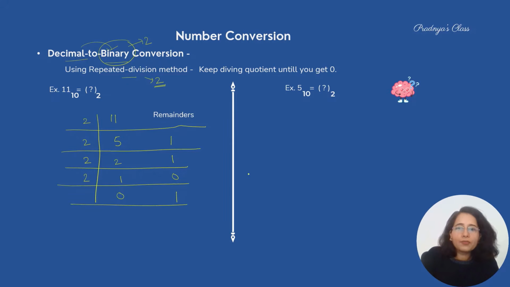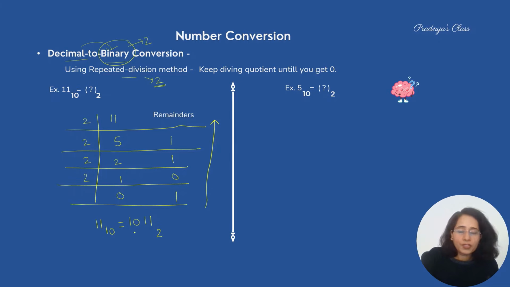Now we have to record these remainders in the upward direction. So from bottom to top we have to note down these remainders. So what we got? 1 0 1 1. So here we have converted the decimal number 11 into a binary number, that is 1011.